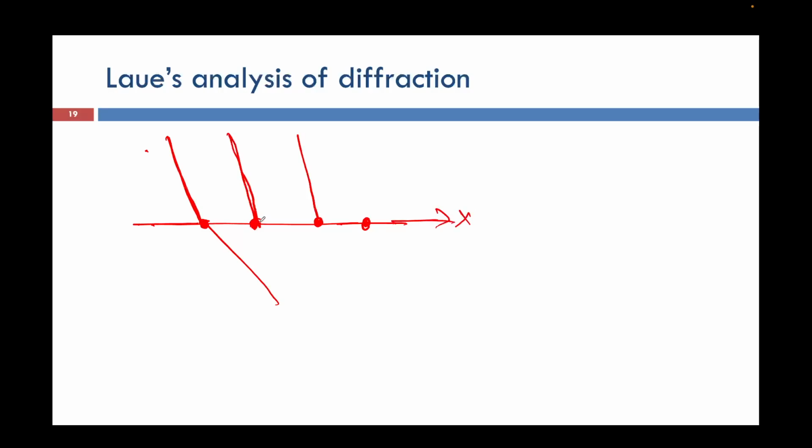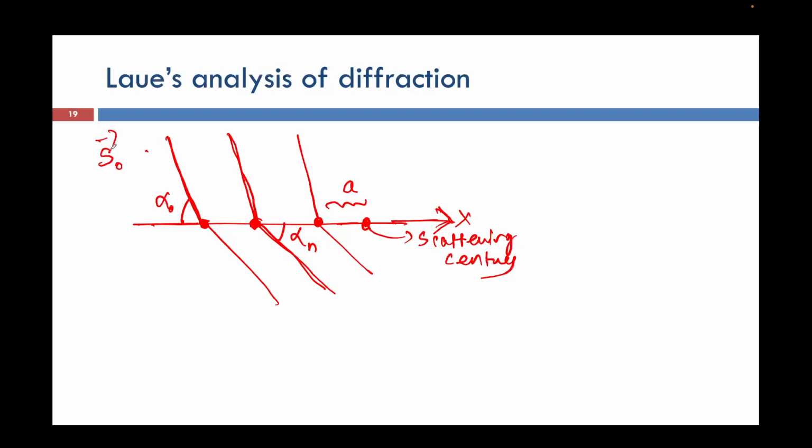X-rays are coming and then going in this direction, and if I'm talking about X-rays coming at an angle of alpha naught and then going at an angle of alpha n, right? And the gap between these is A. These are all scattering centers. Scattering centers are nothing but atoms present on a particular plane. So if I am talking about that, then the same thing I can associate with it.